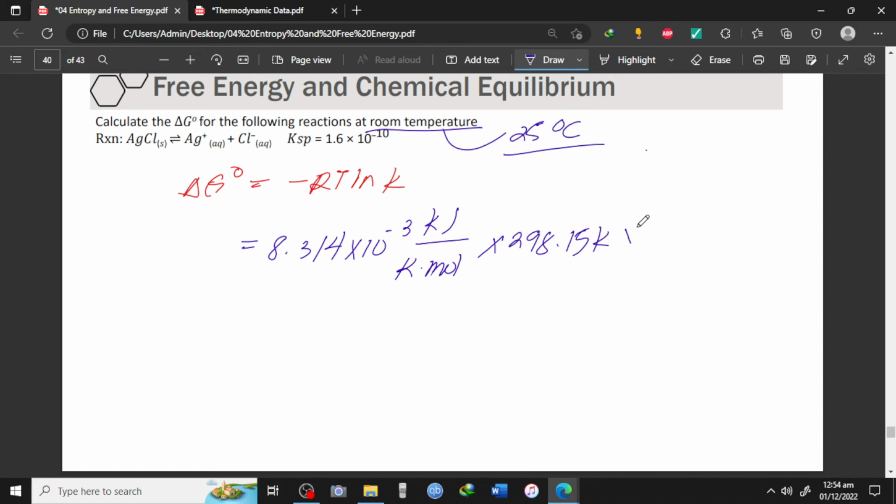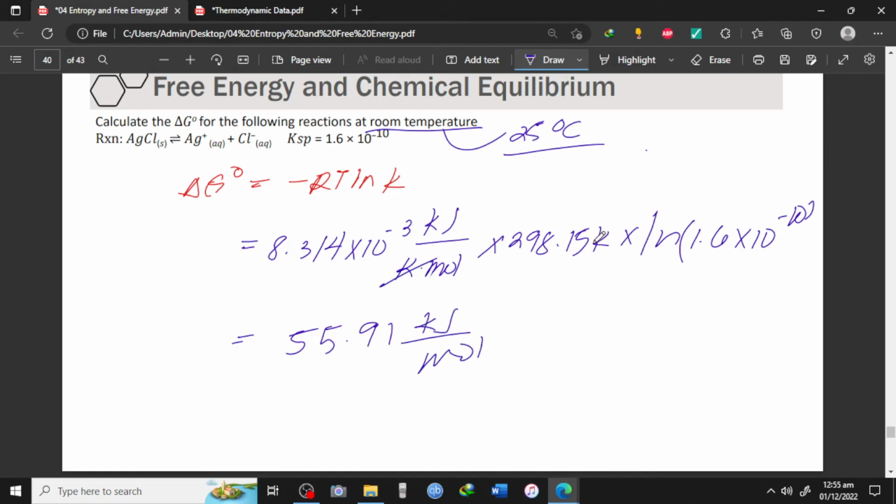Okay? Times ln, lagay mo lang tong value na to. 1.6 times 10 raised to negative 10. Okay, from there, ang sagot natin ay 55.91 kilojoules per mole. Okay, so cancel lang dito yung Kelvin. Ito na yung final answer natin.